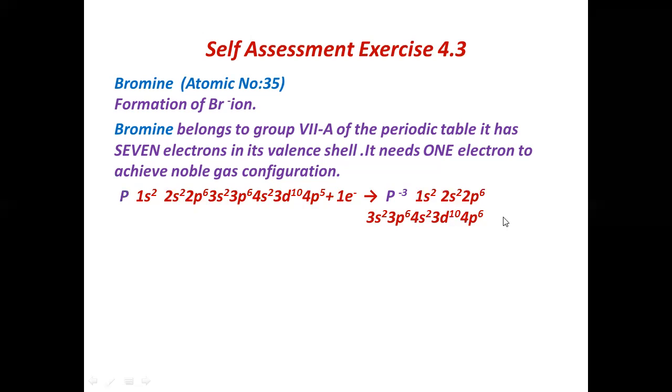and will have configuration 1s2, 2s2, 2p6, 3s2, 3p6, 4s2, 3d10 and 4p6. 4p has 5 electrons before, and now after gaining 1 electron it is 4p6. So 6 plus 2, 8 electrons are present in the outermost shell, hence the outermost shell of bromine will complete. This is bromide ion, Br minus 1, not phosphorus. Br minus 1 bromide ion.